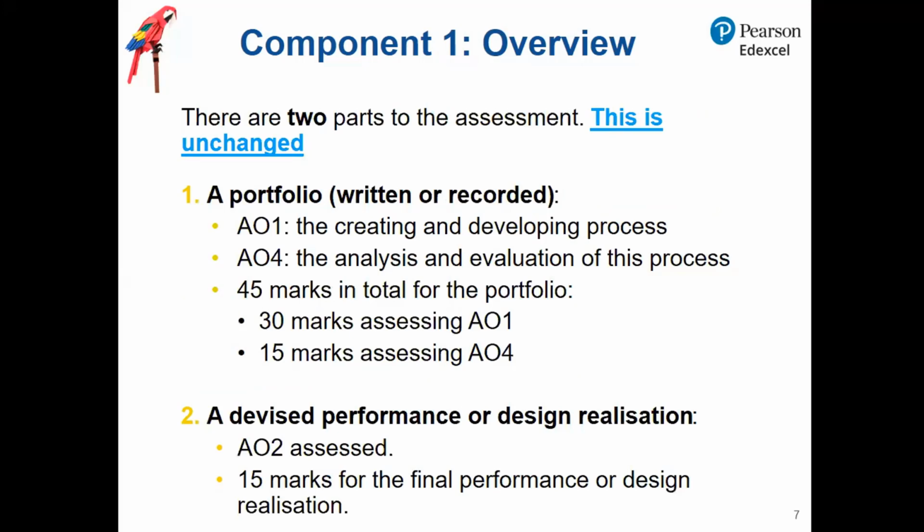There are two parts to the assessment that are also unchanged. The first part is a portfolio which can be written or recorded. AO1 and AO4 are assessed in the portfolio with a total of 45 marks. 30 marks are assigned to the assessment of AO1 and 15 marks to the assessment of AO4. There is then the devised performance or design realisation. This is the assessment of AO2. 15 marks are assigned to the assessment of the final performance or design realisation.